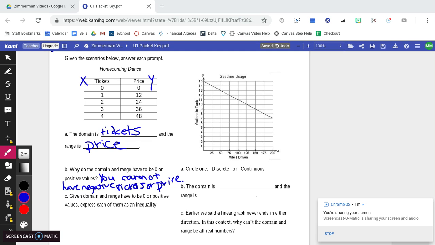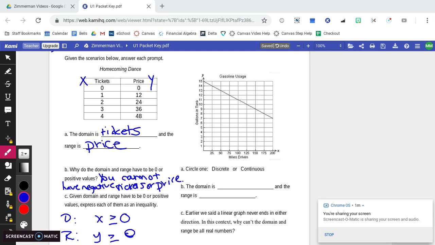So then if domain and range have to be 0 or positive values, express that as an inequality. So let's talk domain first. When we use inequalities, we want to have a variable. So for tickets, our domain is X. Or you could use T, and you just need to make sure you define that T represents your tickets, P represents your price, but we're just going to use X and Y. So if X has to be 0 or positive values, that just means it has to be greater than or equal to 0. That would take out all negative possibilities. And same thing for the range, except its variable Y has to be greater than or equal to 0.